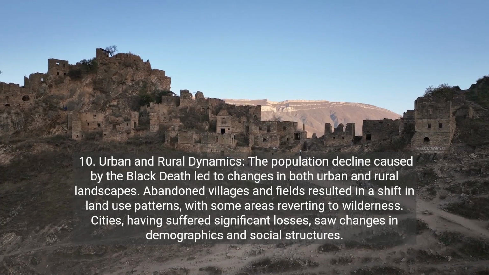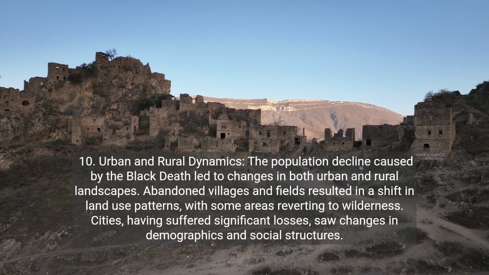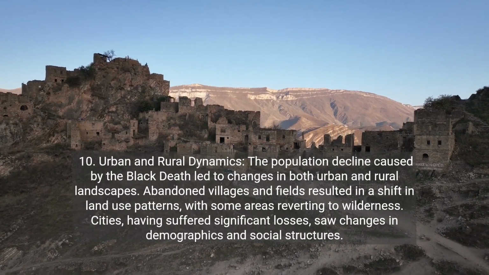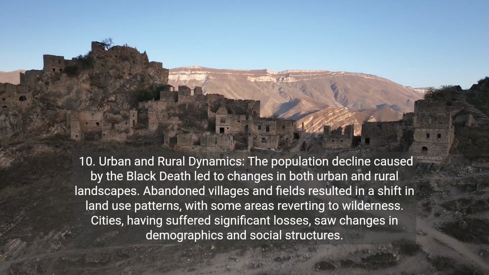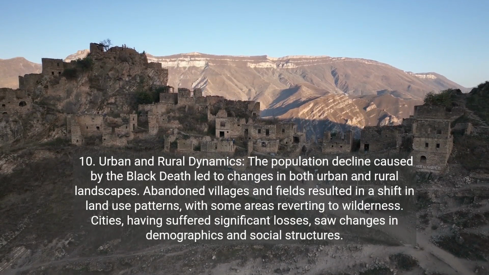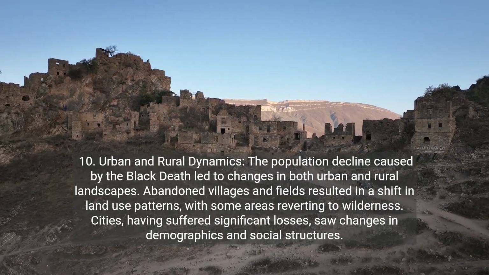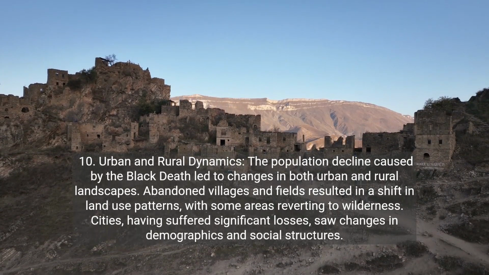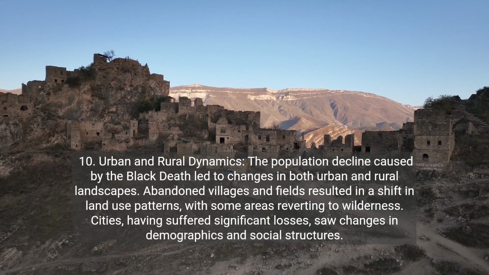10. Urban and rural dynamics. The population decline caused by the Black Death led to changes in both urban and rural landscapes. Abandoned villages and fields resulted in a shift in land use patterns, with some areas reverting to wilderness. Cities, having suffered significant losses, saw changes in demographics and social structures.